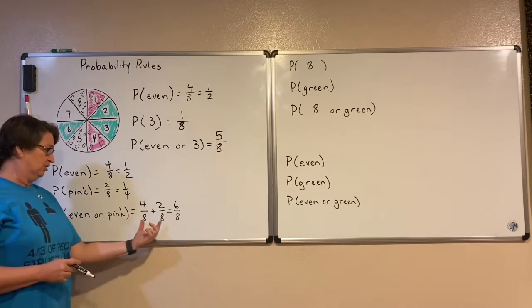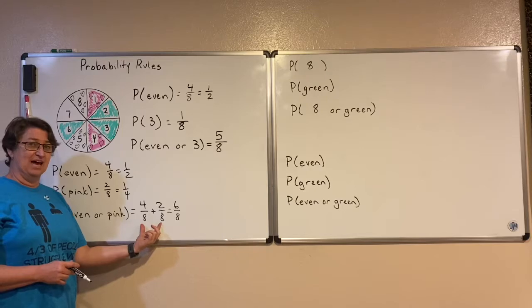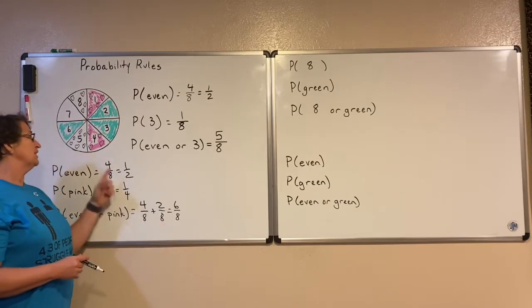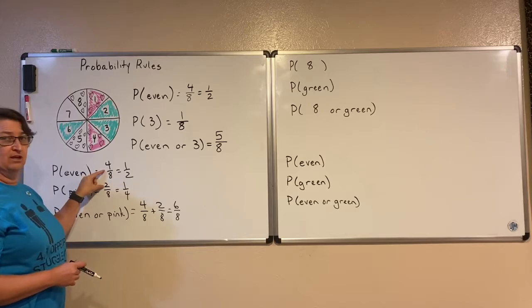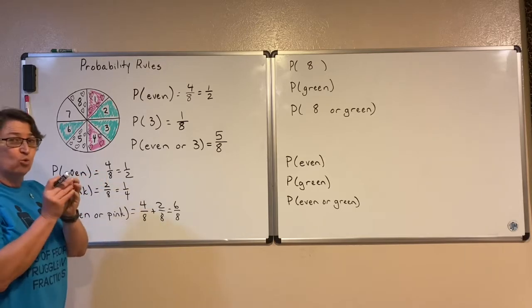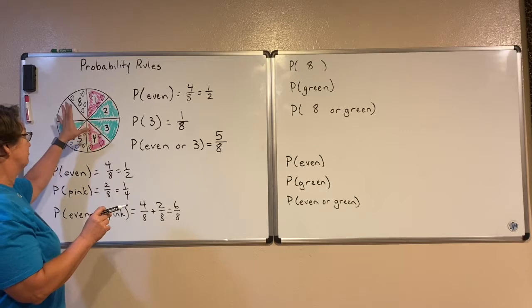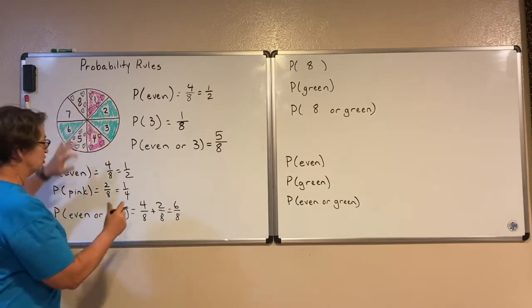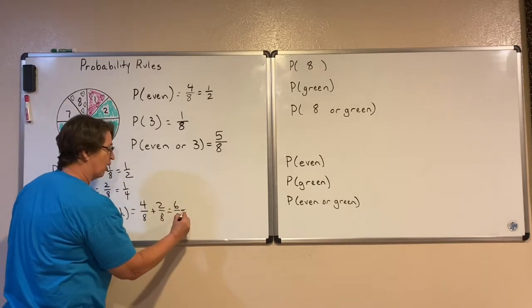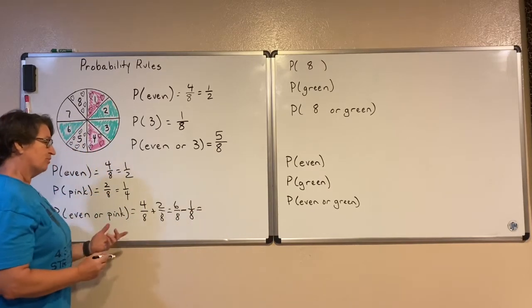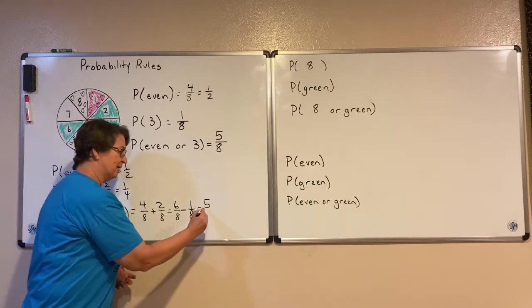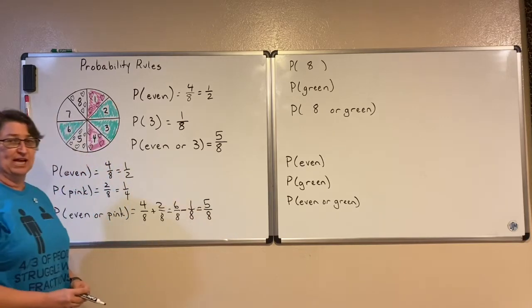And that's because when we added these together, we actually added this pink 4 in both categories. But there is only one spot on there that I'm spinning. So I actually need to subtract off that overlap, so that it just ends up being 5 out of 8 chances.